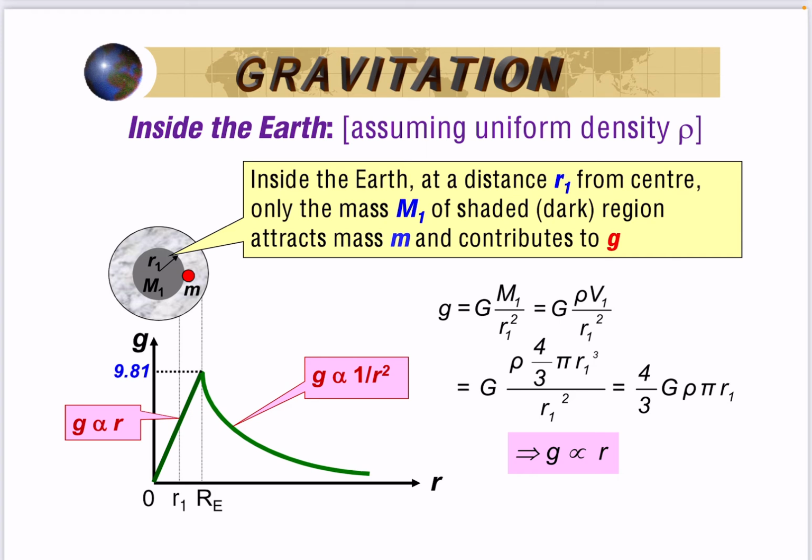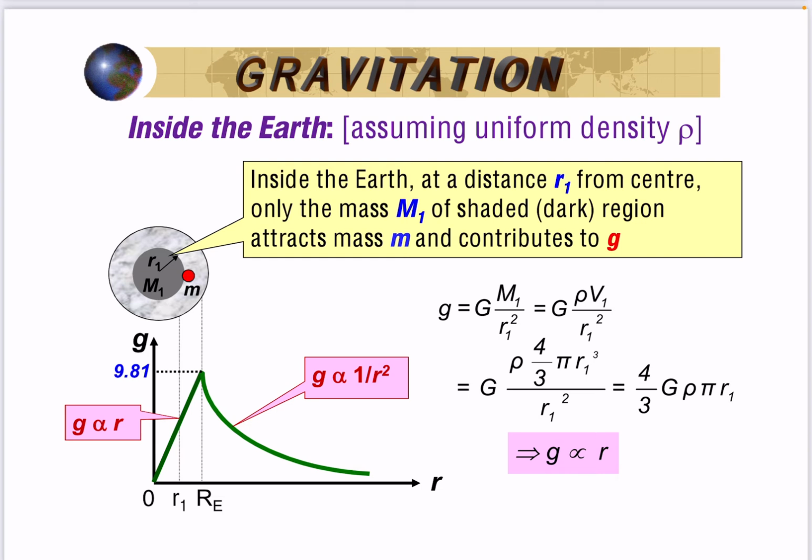The way to do that is to express the mass in the dark shaded region as the product of density and volume. We assume that the Earth has a uniform density of rho, and then we express the volume of the shaded region as 4/3 pi r cubed. And we can simplify the expression to an expression that has g proportional to r.